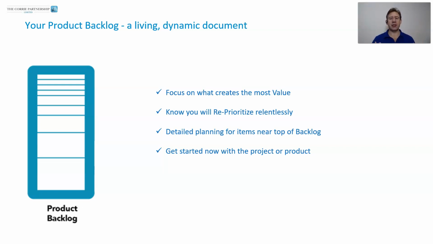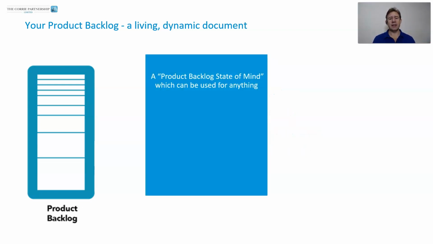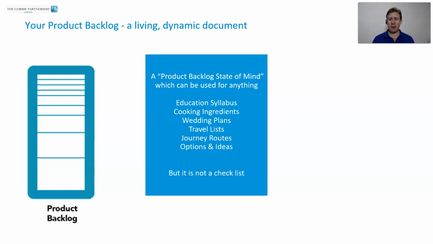You need information, you need knowledge, you need feedback in order to know whether your product backlog is in the right order, whether it's been prioritized in the right way. So we're really talking about a product backlog being a state of mind. And I think it's something that can be used for pretty much anything that we need to tackle, whether it's a problem or a project or anything. The important thing is it's not a checklist.